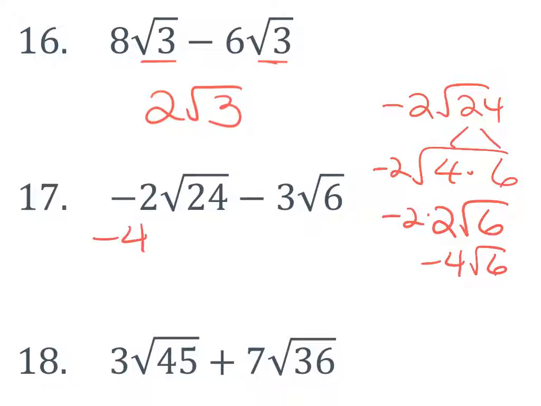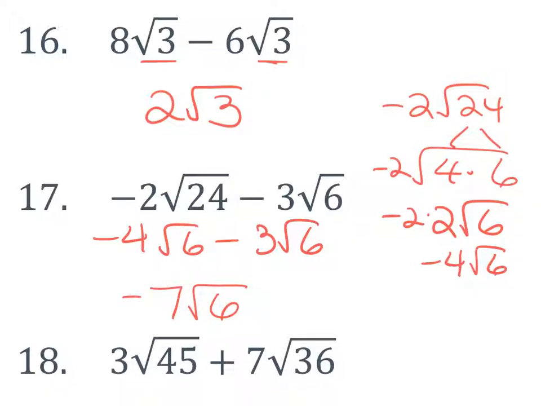Now I have like radicals that I can subtract. So negative 4 minus 3 gives me negative 7 square root 6. So you always need to try to simplify the radical before you begin adding or subtracting.